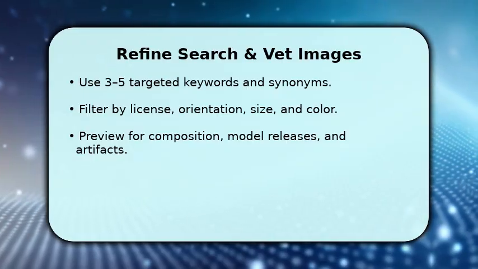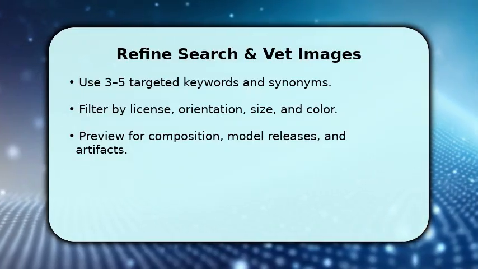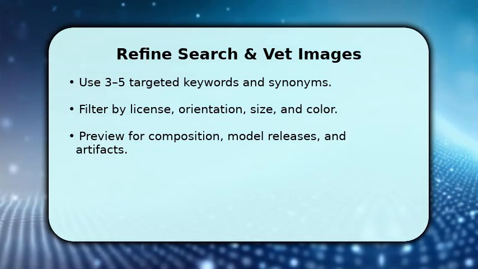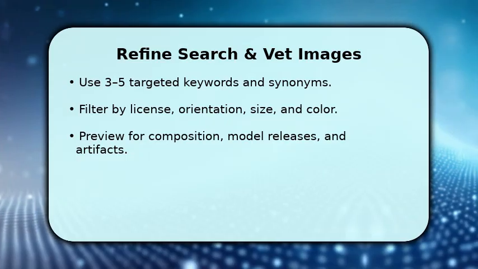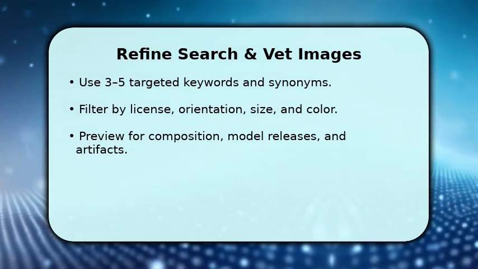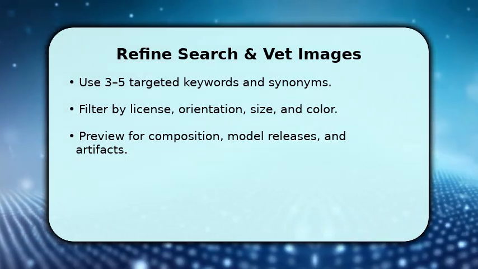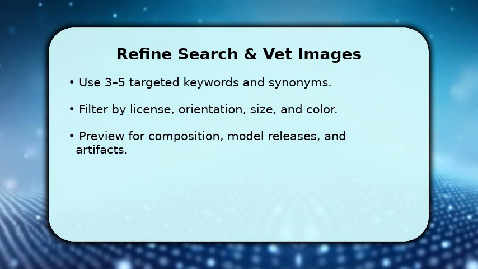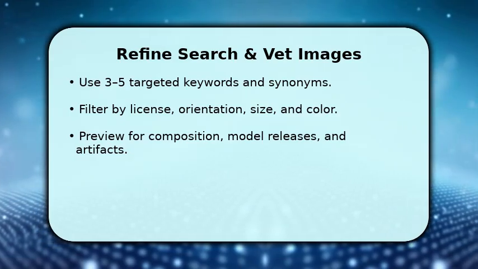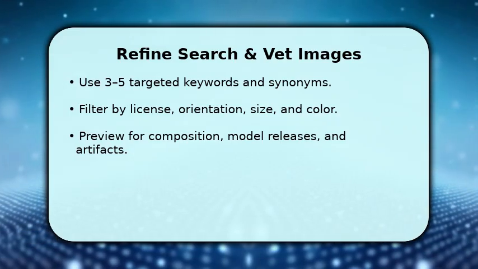This reduces false positives. Once you see candidates, inspect composition, color balance, and any compression artifacts. Zoom to check edges and text readability. Also confirm model or property release requirements if you need exclusive use. Prioritize extended licenses. Then shortlist 3-5 images and compare them in context to your layout before deciding.